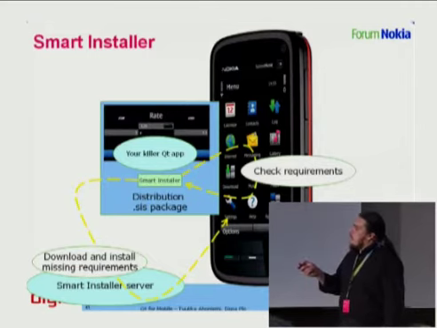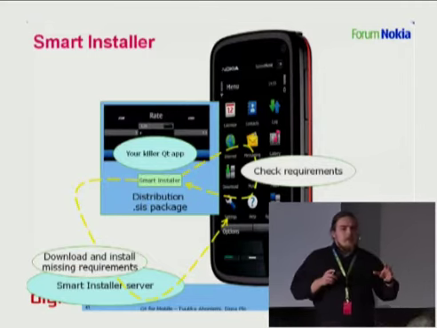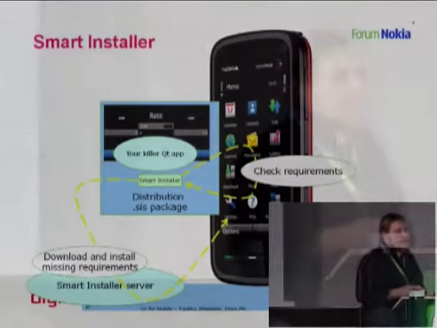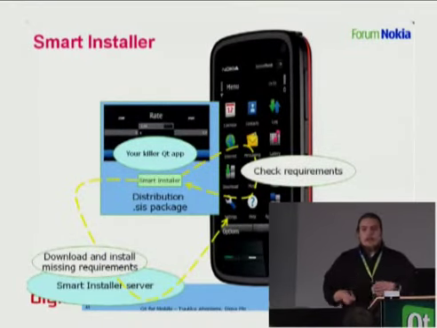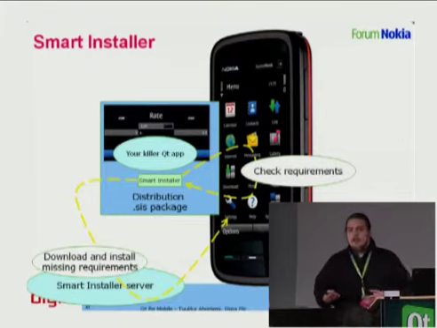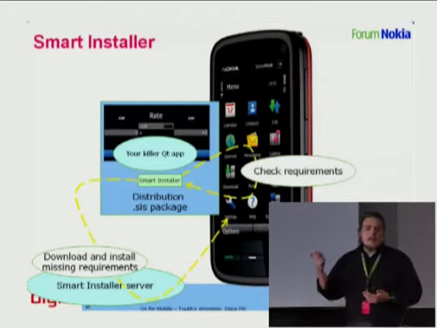So when I do a distribution packet out of my application, besides having the application there, I will have a small component called Smart Installer. And when I try to install that packet, first the Smart Installer will check whether certain requirements on the device are met or not. Okay, this is a Qt application. It requires Qt libraries with version 4.6.3. Let's check whether this device has those or newer ones. Okay, that's cool. Someone's already installed Qt. Let's not download that. But hey, it also requires Qt Mobility 1.0.2.